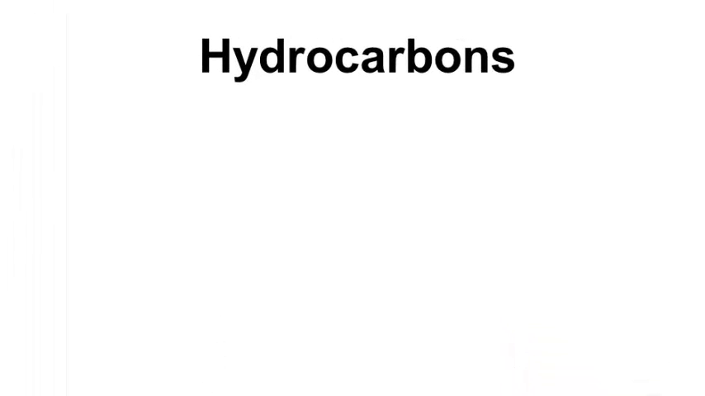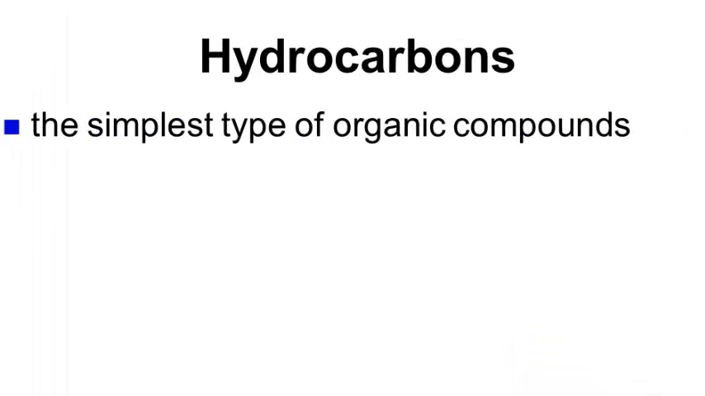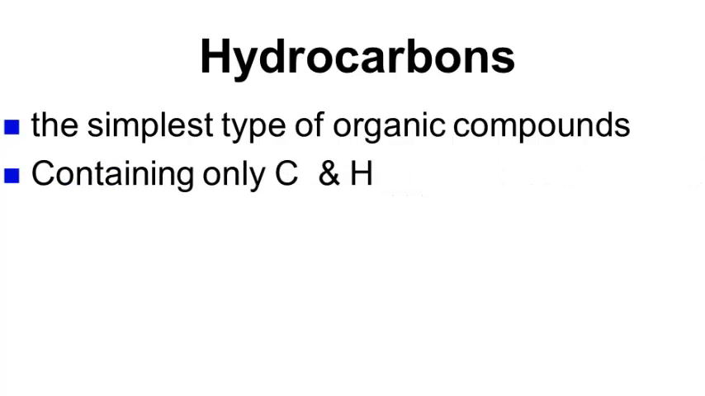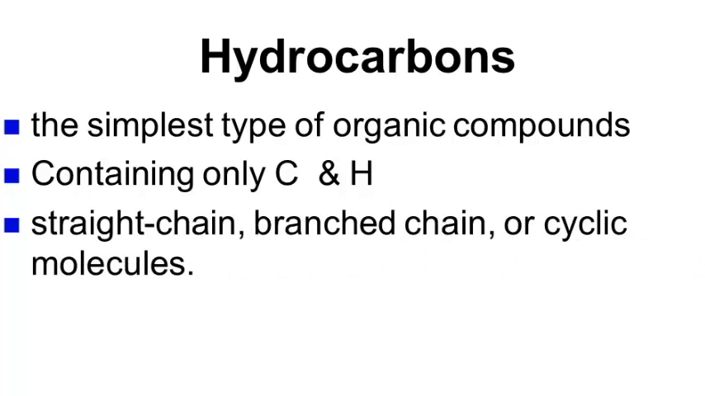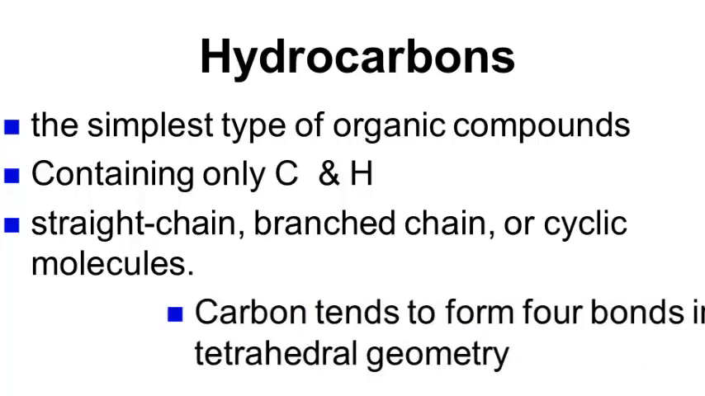Mostly we're going to be looking at something called hydrocarbons to start with. Hydrocarbons are the simplest type of organic compounds, and they just contain the 2 elements, carbon and hydrogen. Now, these hydrocarbons can be one of 3 types. They can be a straight chain, they can have branches, or they could be in a circle where they reconnect, which we call a cyclic molecule or cyclical.